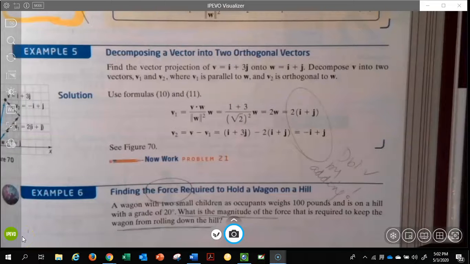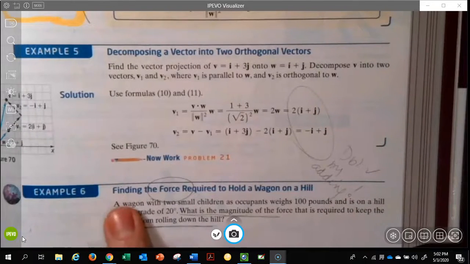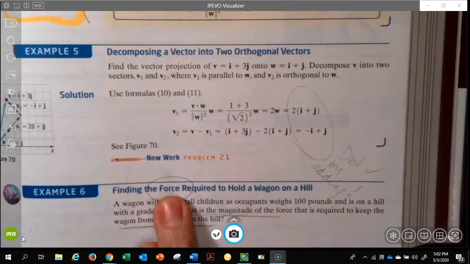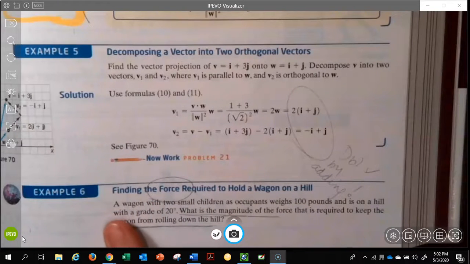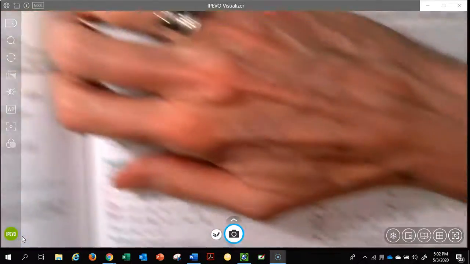This video is in section 9.5, and we're going to be talking about example 6, finding the force required to hold a wagon on a hill. The question states, a wagon with two small children as occupants weighs 100 pounds and is on a hill with a grade of 20 degrees. What is the magnitude of the force that is required to keep the wagon from rolling down the hill?